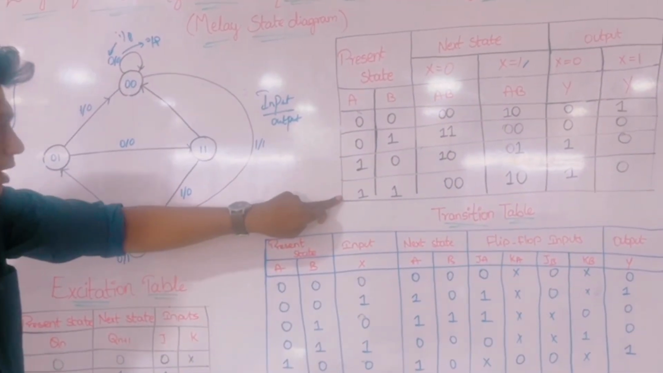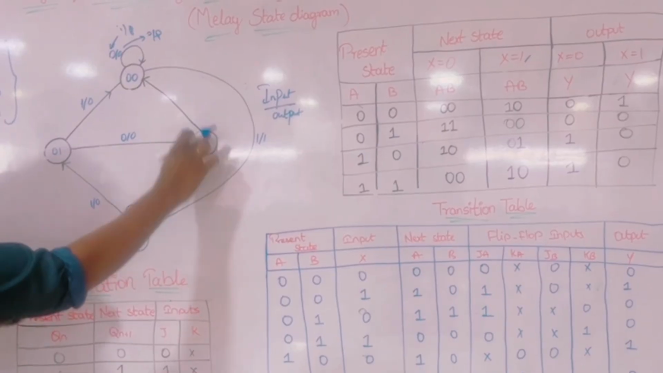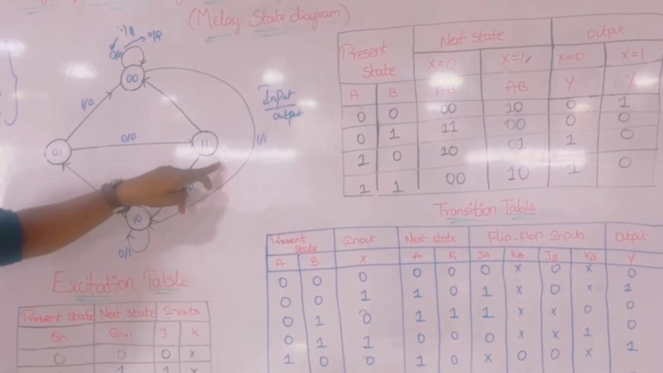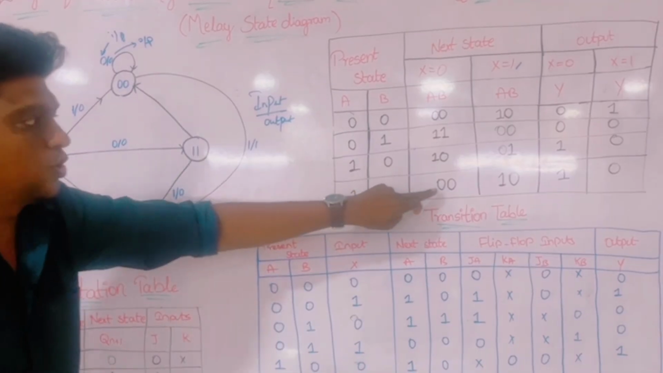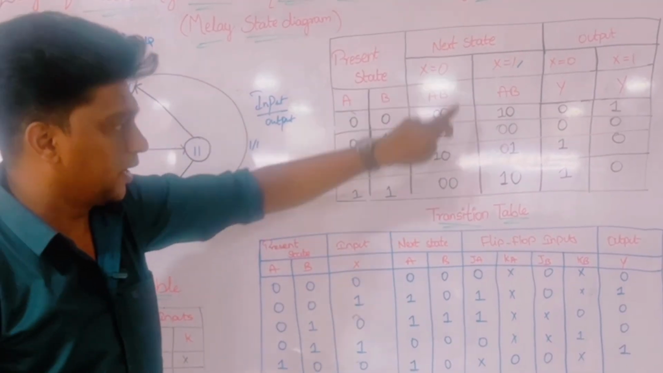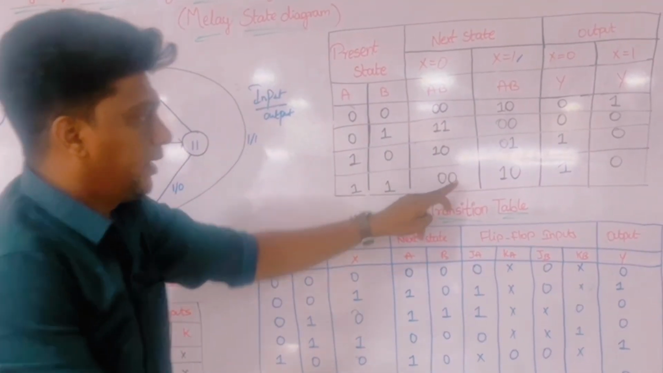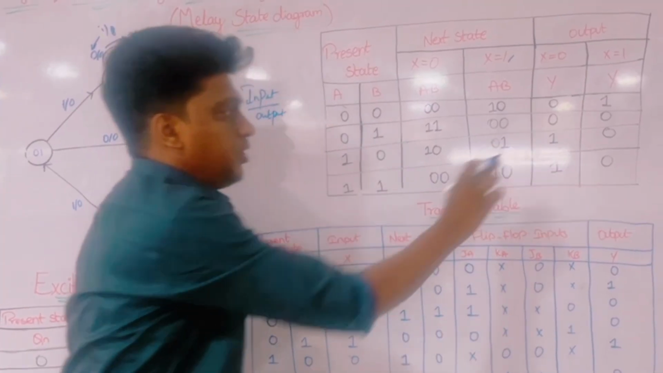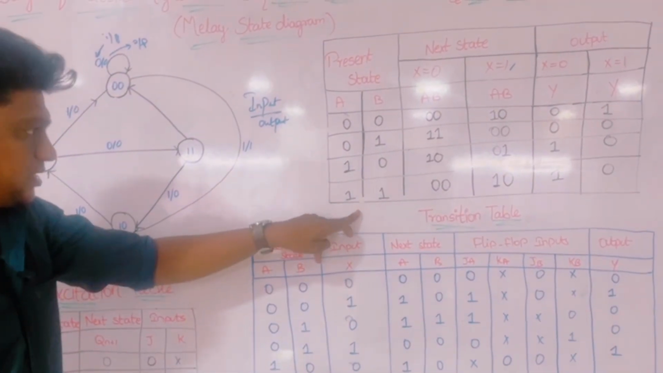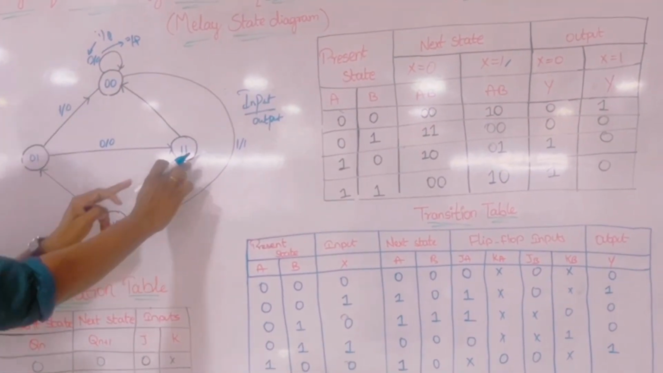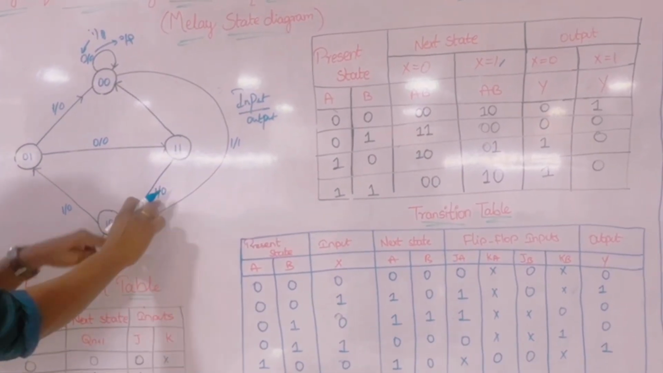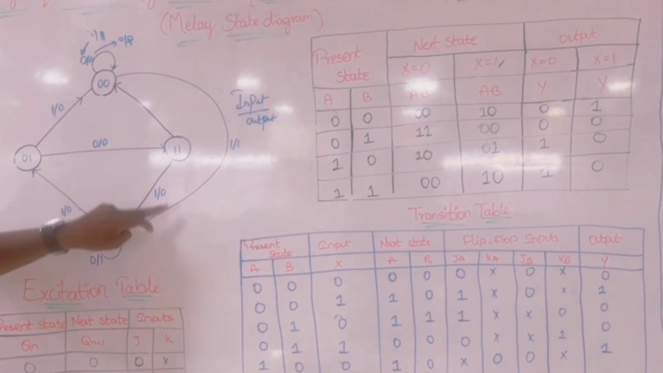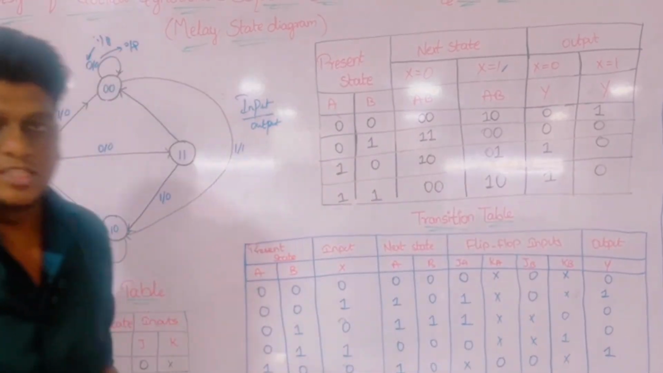Then the state 11 goes to 00 and 10. This 11 goes to 00 whenever the input is equal to 0, and at that time the corresponding output is equal to 1. That state 11 goes to another state 10 whenever the input is equal to 1, and for that the output is equal to 0.